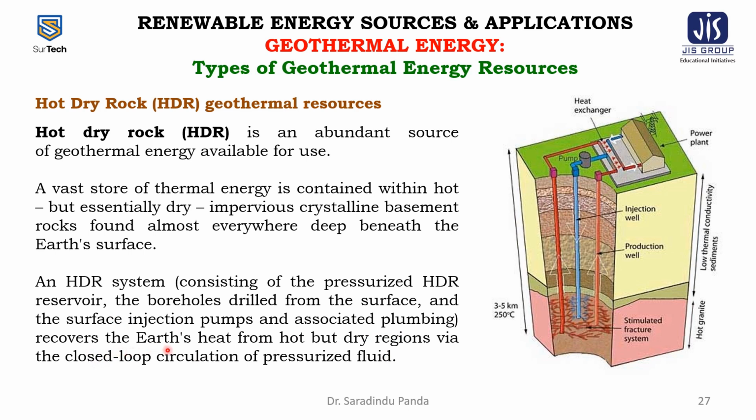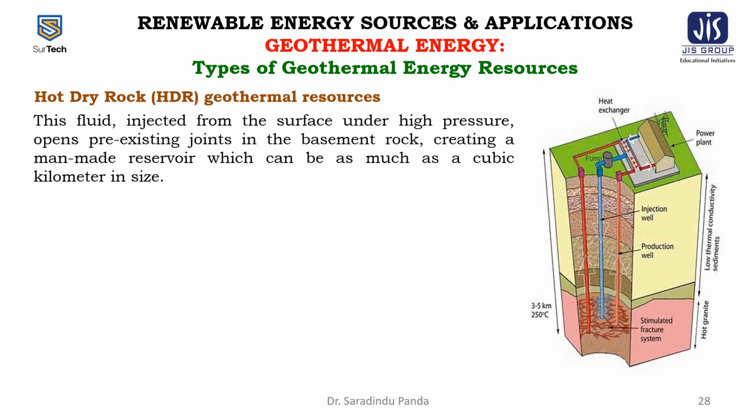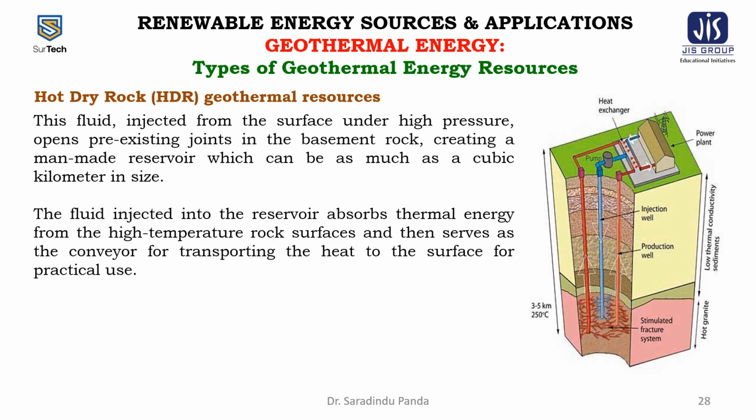The HDR system recovers the Earth's heat from hot but dry regions via closed loop circulation of pressurized fluid. This fluid, injected from the surface under high pressure, opens pre-existing joints in the basement rock, creating a man-made reservoir which can be as much as a cubic kilometer in size. The fluid injected into the reservoir absorbs thermal energy from the high temperature rock surfaces and then serves as the conveyor for transporting the heat to the surface for practical use.